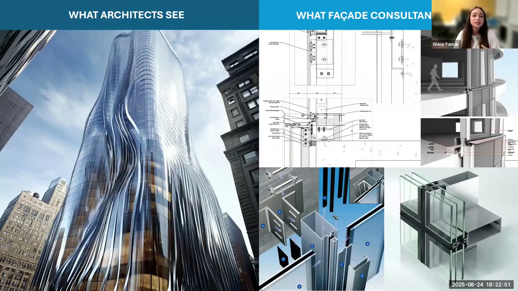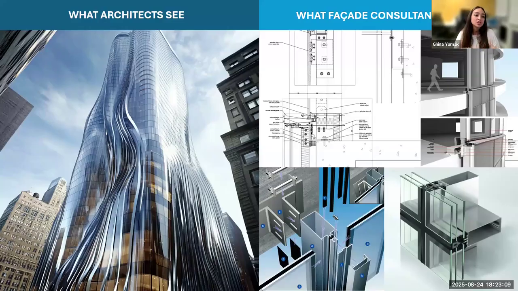And on the right hand side, this is what we see. When I receive such a building, this is what I see. Okay, you have a curved facade. Do you have a double curved or do you have a single curved? Is it convex or is it concave? Because the coating of the glass will be different. So the manufacturing coating of the glass will be different.